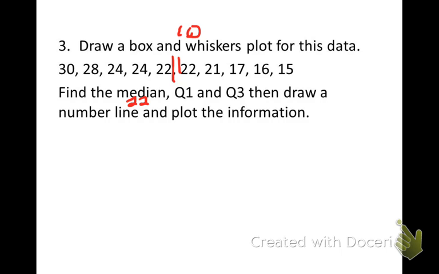Okay, so now that divides it. So let's look at our lower quartile. I have these 5 numbers. So 1, 2, over, 1, 2, over. So 17 would be my Q1. So Q1 is 17. And then 1, 2 over, 1, 2 over. 24 would be my Q3. So we got all that.